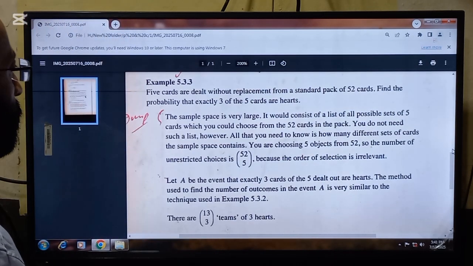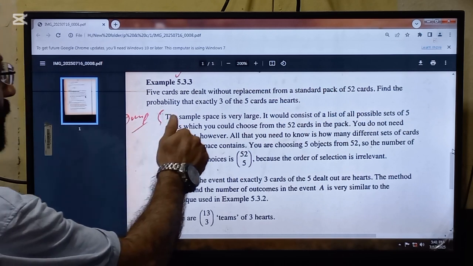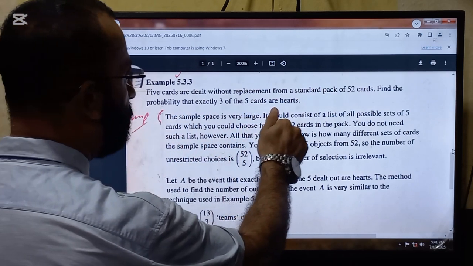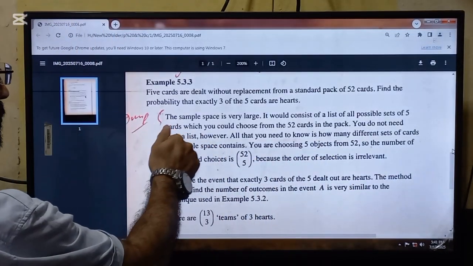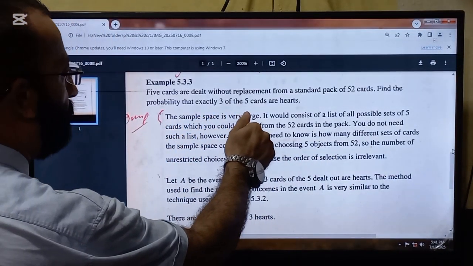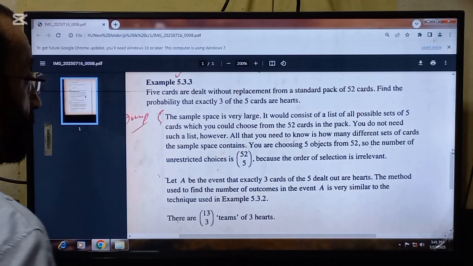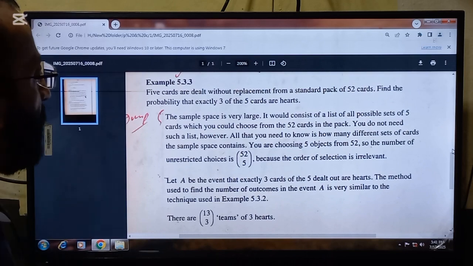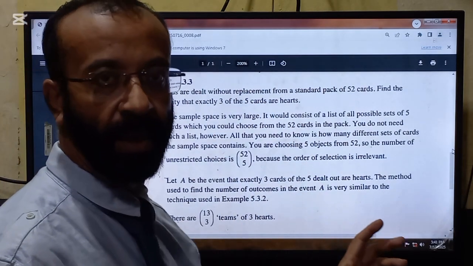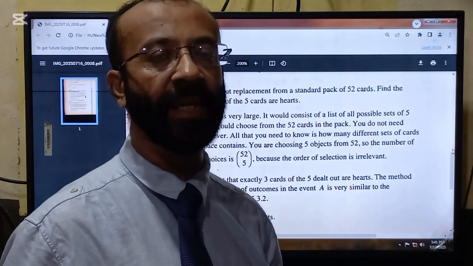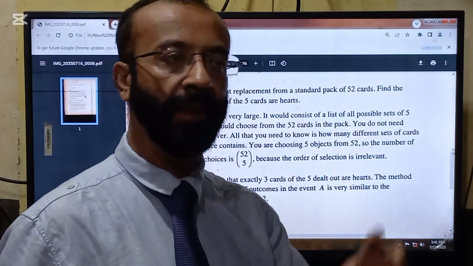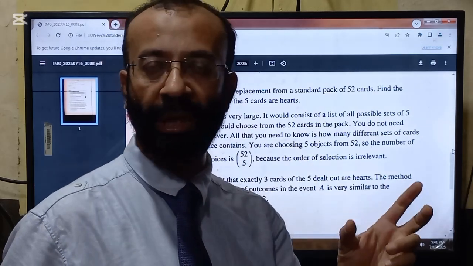Here is another question. 5 cards are dealt without replacement from a standard pack of 52 cards. Find the probability that exactly 3 of the 5 cards are hearts. So concentrate yourself. Here is the thinking process. You have to practice again and again, because this is a really tough task to differentiate between permutation and combination.